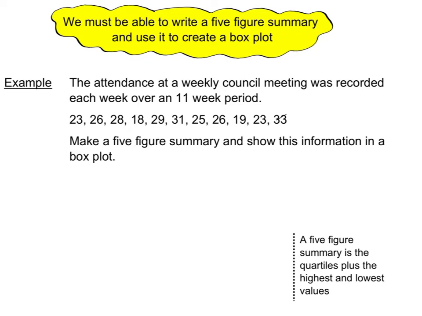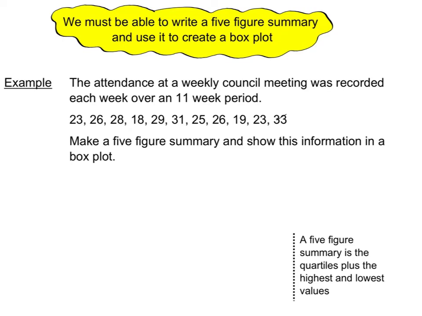So basically, a 5-figure summary is made up of 5 numbers, and the 5 numbers are basically your 3 quartiles, Q1, Q2 and Q3, plus 2 other values, which are simply your highest and lowest values. So we'll start looking at this first example where we're asked to make a 5-figure summary and then show the information in a box plot.